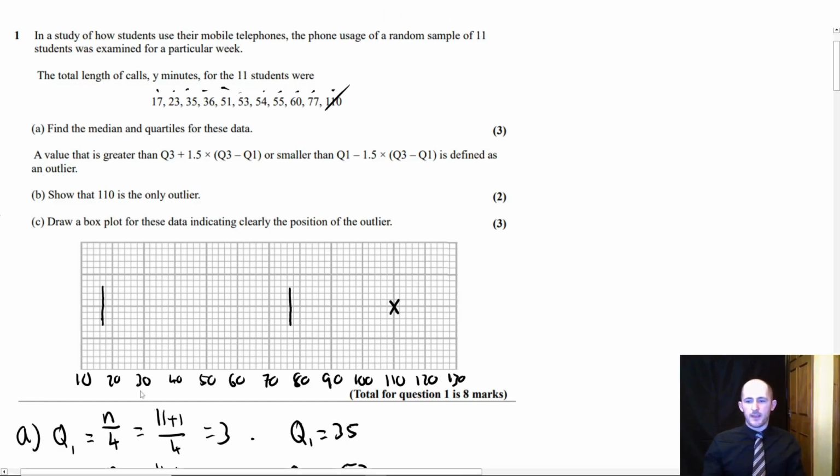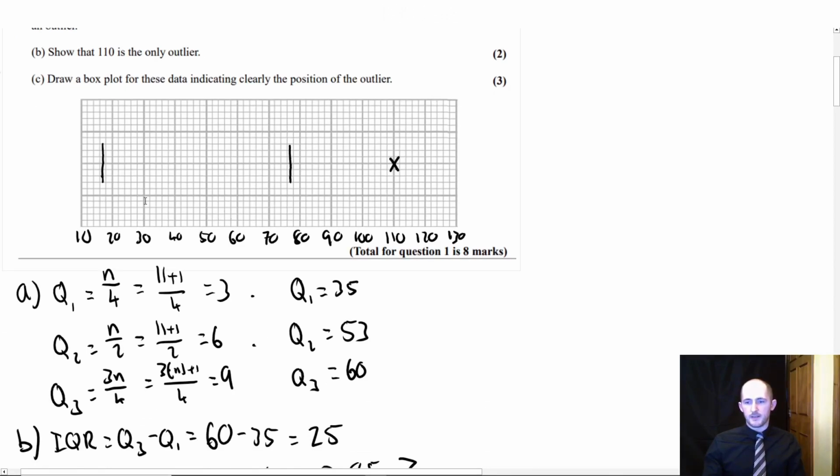And then you just need to put the upper, lower and median, so middle quartile. So Q1 is on 35, so 2, 4, so halfway here. So I draw them slightly smaller. Q2 is 53, so 2, 3, cool. And Q3 is 60, that's a nice easy one. Then you join up the box and add on the whiskers. There we go. And that will give you the full 3 marks.